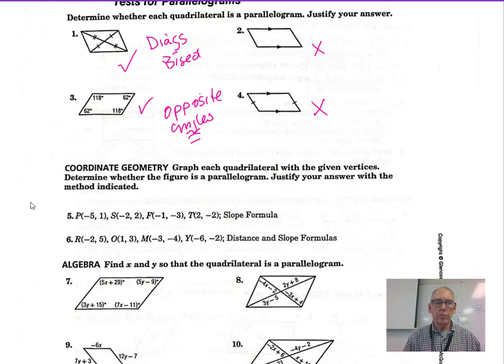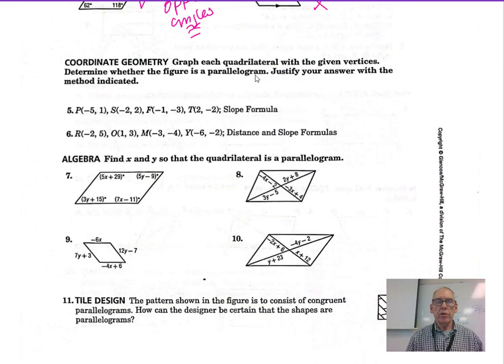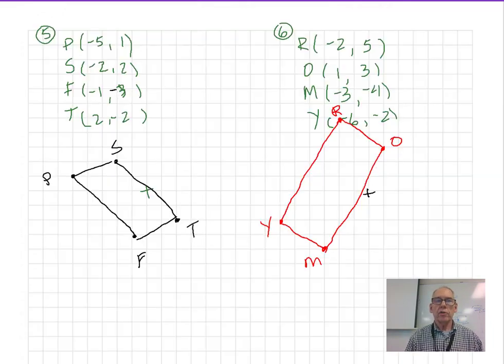Okay, let's look at number 5. Now for this, they want us to tell if we have a parallelogram using the slope formula. So if I switch over to the graph paper, this is the one that goes with number 5. What we want to do is find the slopes for each of these segments. So slope is change in y over change in x.